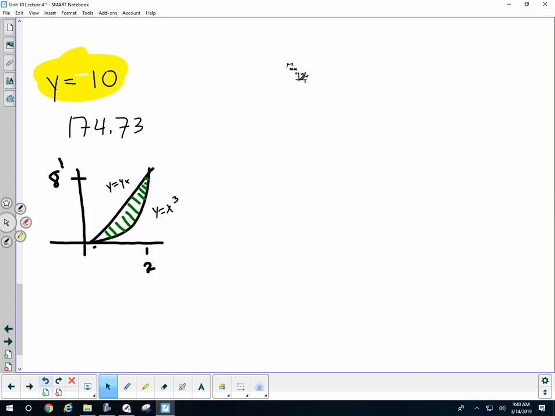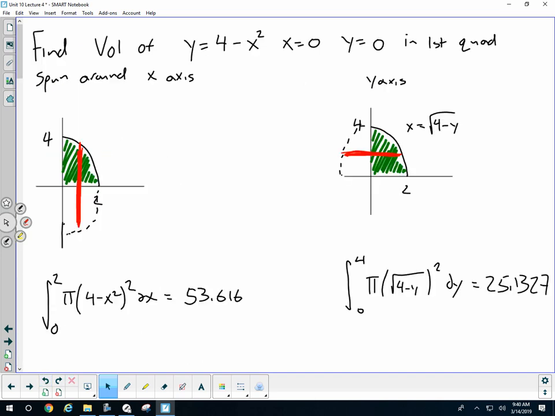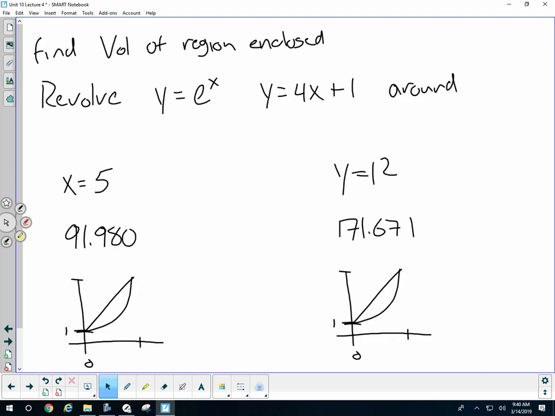Or anything else? Okay. I'm giving you a new region. Y equals e to the x and y equals 4x plus 1. Do not delete this region from your calculator. I'll explain in a second. The region looks like this. The first thing I'm telling you is this first intersection is at 0, 1, not at 0, 0. So that's new. You need to find this intersection. Let's revolve this region around two lines, x equals 5 and y equals 12.